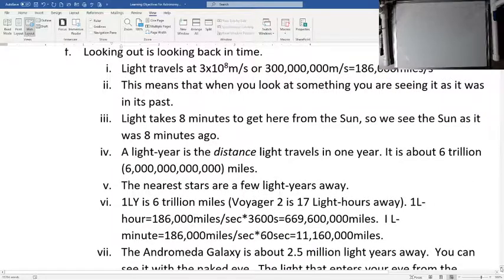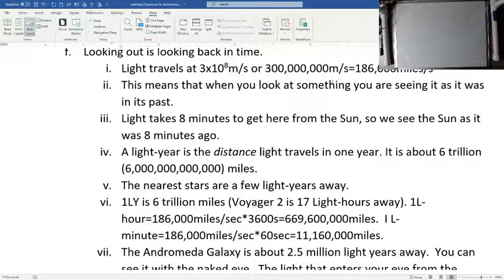Let's talk a little bit about observational astronomy. Most of the astronomy we do, as I said earlier, is by looking at light, either with a telescope or the naked eye. And it's important to recognize that looking out at objects is actually looking back in time. Light travels at 3 times 10 to the 8th meters per second, or 300 million meters per second. That's the same thing as 186,000 miles a second. This means that when you look at something, you're seeing it as it was in the past.